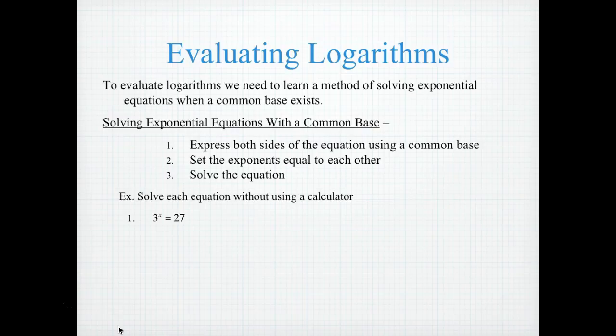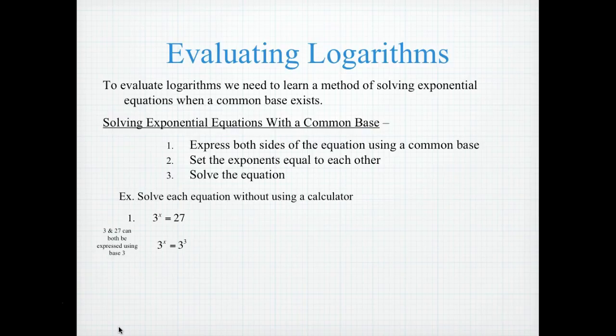Now notice the left side of the equation is already expressed using a base of 3. 3 to the x power. So the base is 3. So my goal is to express the right side of the equation using a base 3. It just so happens that 27 is a number of base 3, and that's 3 to the third power. So now I rewrite the right side of the equation. Instead of 27, I express it as 3 to the third power.